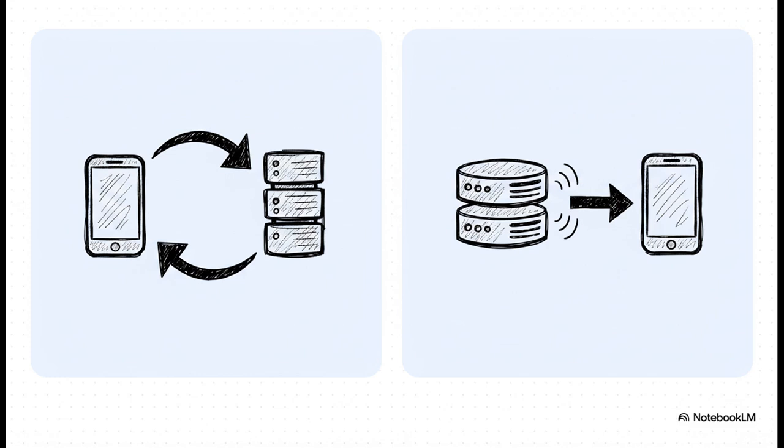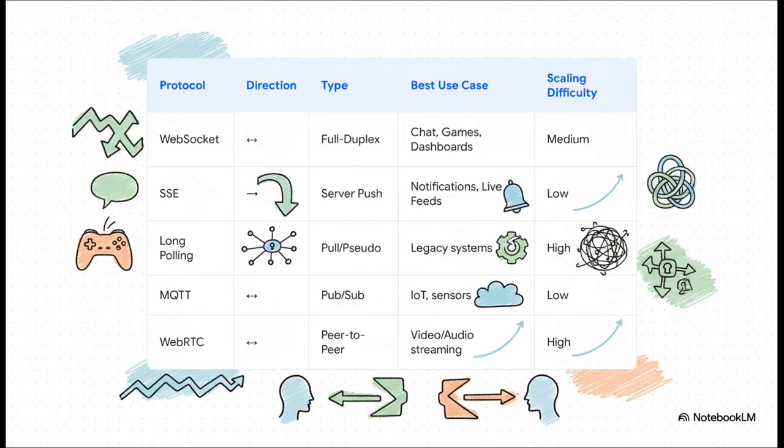Is it a conversation or a lecture? On the left, you've got your bidirectional powerhouses, WebSocket, MQTT, and WebRTC, where anyone can talk at any time. And on the right, you have the unidirectional specialists, SSE and long polling, where the server does all the talking. And this table right here, this is gold. It lays out all the trade-offs beautifully. Let's just walk through it.